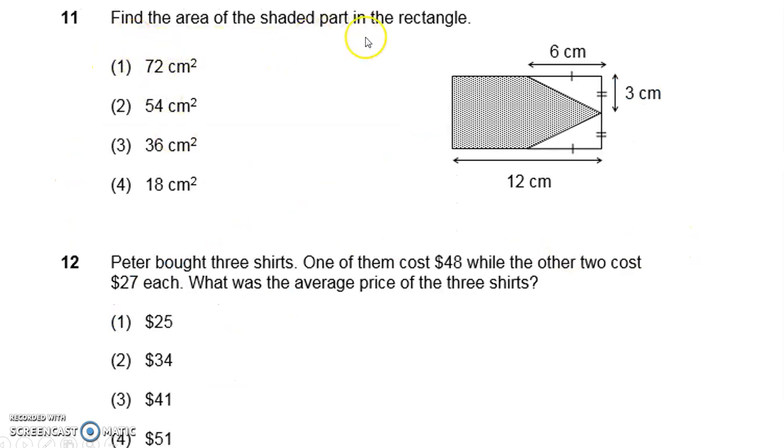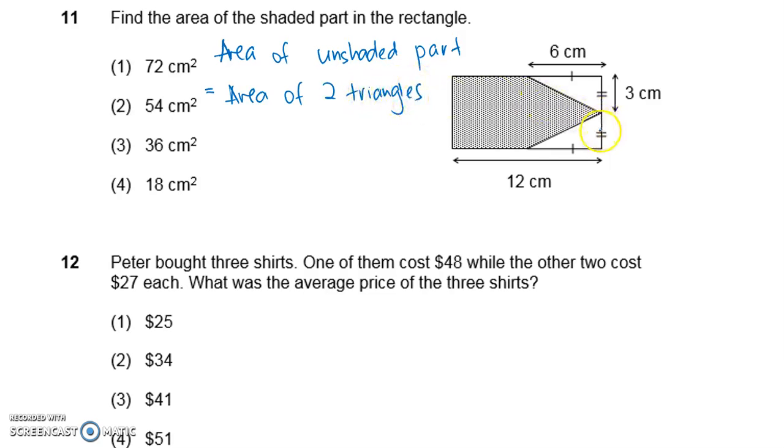Find the area of the shaded part in the rectangle. Okay, so this is the rectangle. It's quite clear cut that the parts that are not shaded are actually 2 triangles, right? So we need to find the area of the white part, the unshaded part, then we can find the shaded. So the area of the unshaded part is actually the area of 2 triangles. Following? These 2 triangles, right?